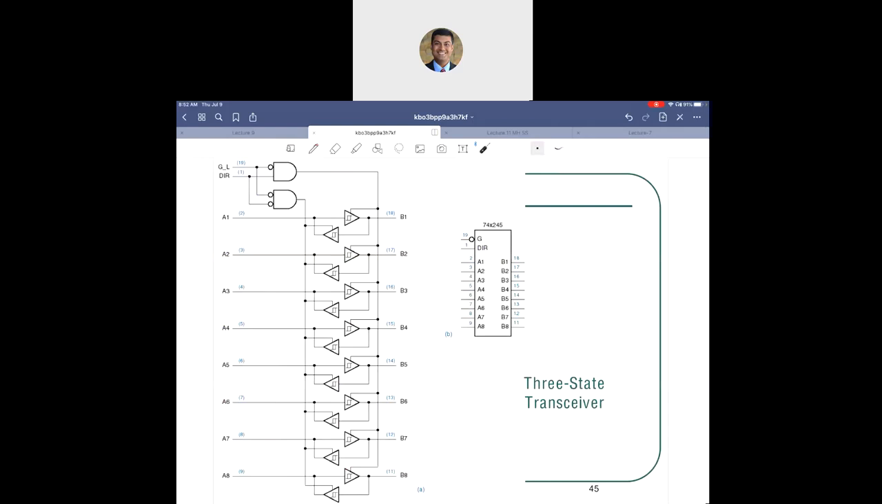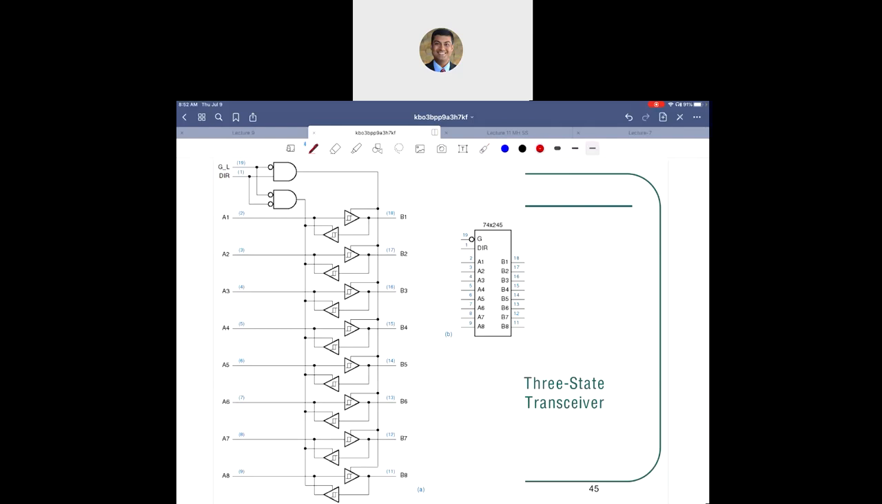Now, so far, things were only moving in one direction. If you had a tri-state driver, it was going from the inputs to the outputs. But in some cases, you might need a bi-directional application. So this is a tri-state transceiver, transmitter receiver. So it can move things from A to B or from B to A, depending on the direction. So let us see how it's supposed to work.